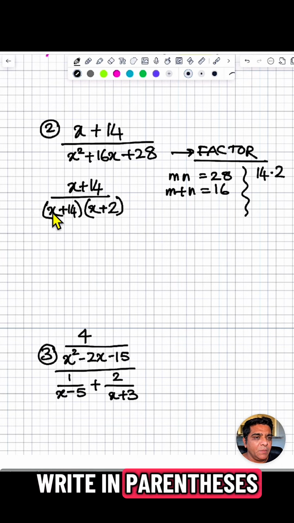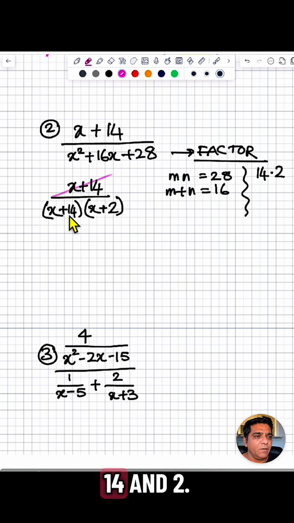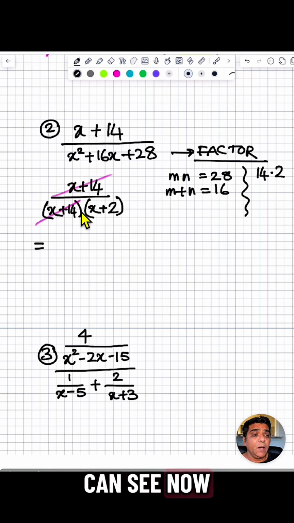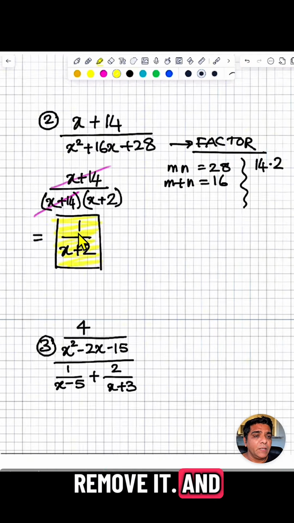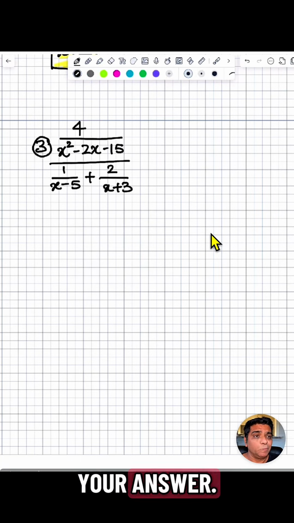So you can split it up into two parentheses, x and x here, and then 14 and 2. Nicely, we can see now that the x plus 14 gets cancelled off. You can remove it, and then you have 1 over x plus 2 as your answer.